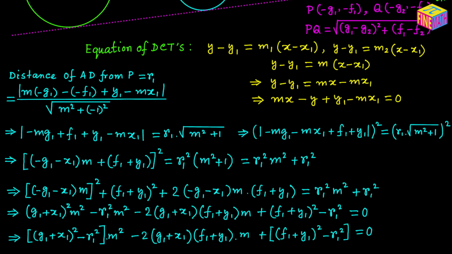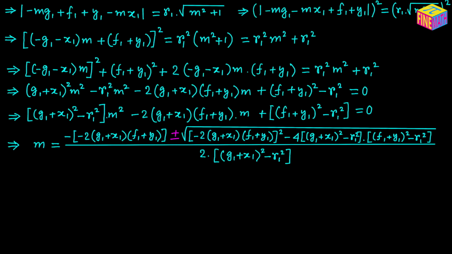And if you carefully look at this equation, everything is pretty much known. The only unknown here is m. And this equation looks like a quadratic equation in m. g sub 1, x sub 1, r sub 1, f sub 1, y sub 1, they all are known quantities, right? So this equation has everything known, the only unknown is m, and it looks like a quadratic equation in m, and we're going to use the quadratic formula to find the values of m. And the two possible values of m can be written like this.